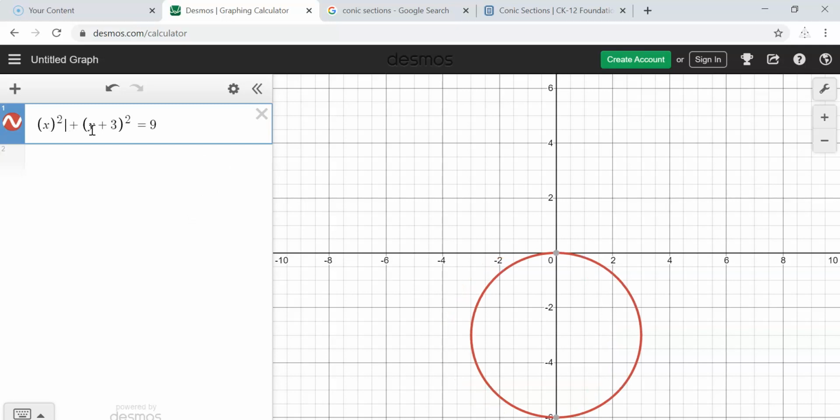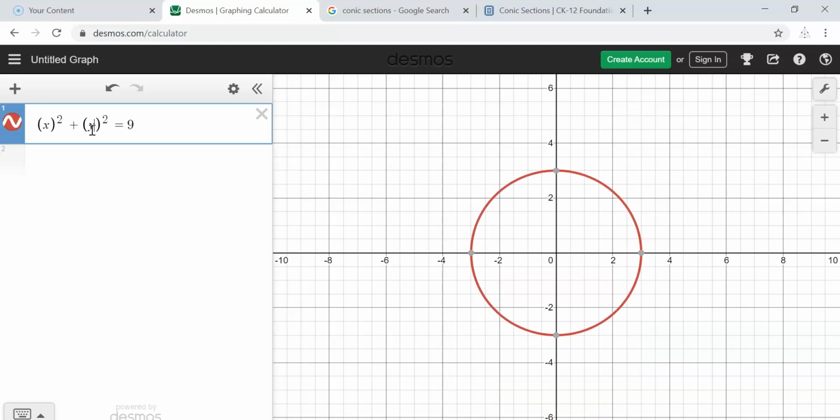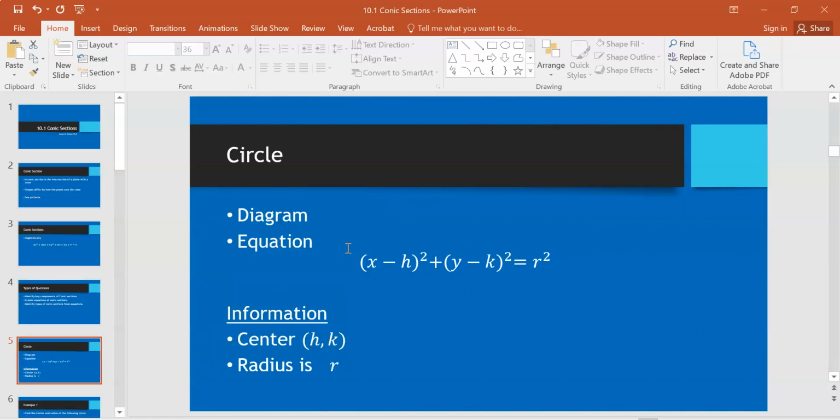By the way, x squared plus y squared is something we saw before in a previous chapter. We said if we ever want to center the circle at (0, 0), we just do x squared plus y squared equals radius squared. So that's the idea. The diagram is that, and the equation is what we have there.